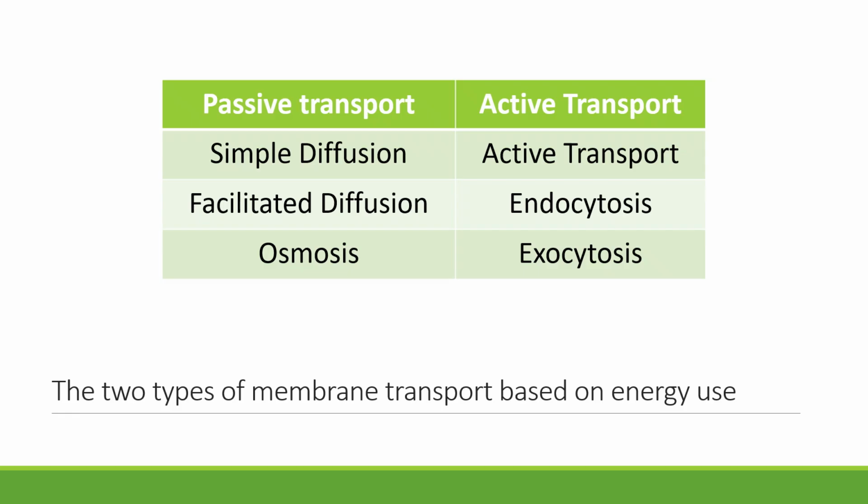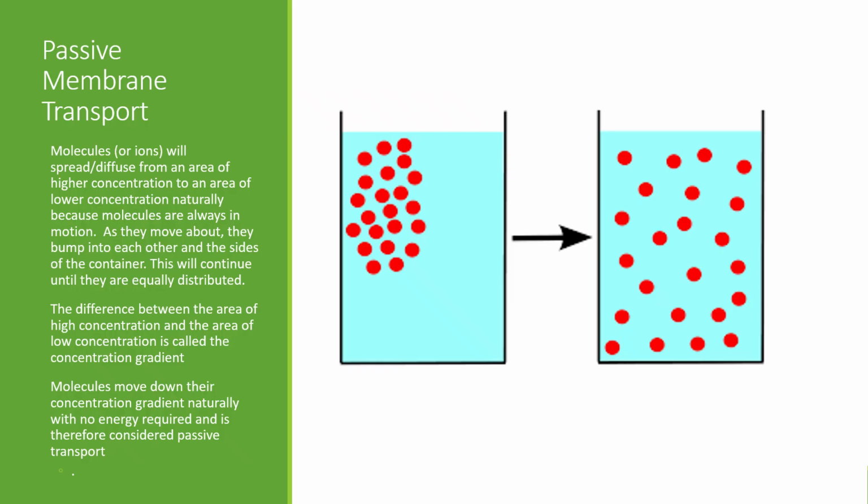So we're going to be looking at passive processes, including simple diffusion, facilitated diffusion, and osmosis, and then active transport, including endocytosis and exocytosis. The way that these two sets of information are categorized is based on energy use. Either you use energy or you don't use energy for this process. So let's start with talking about passive membrane transport.